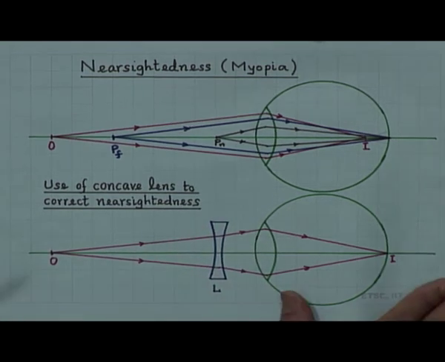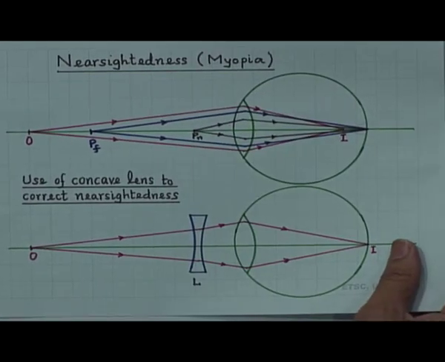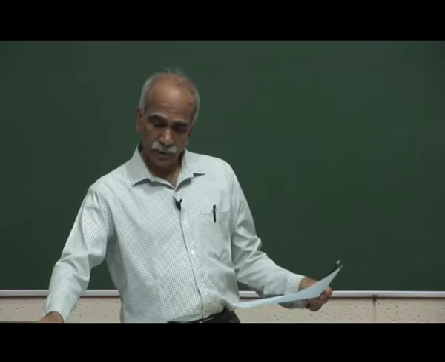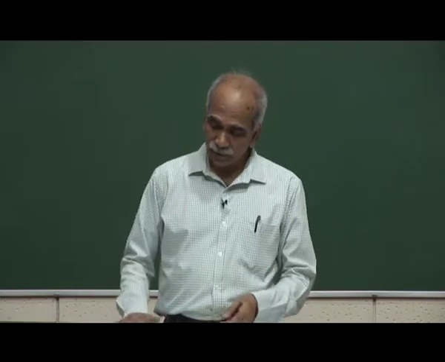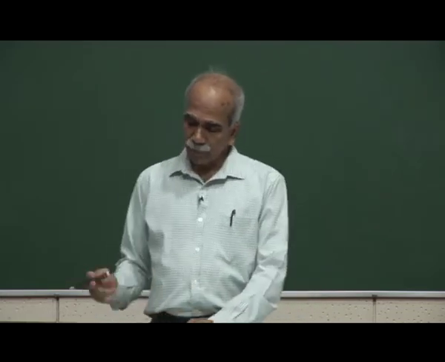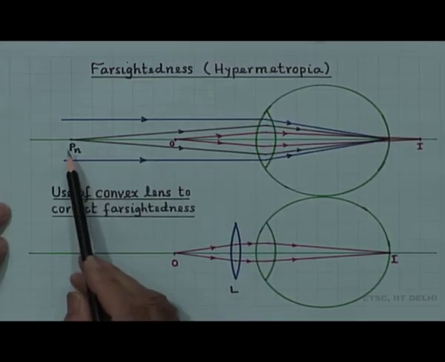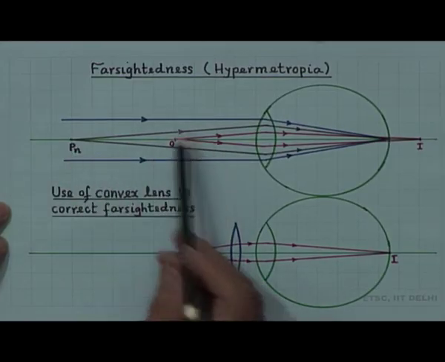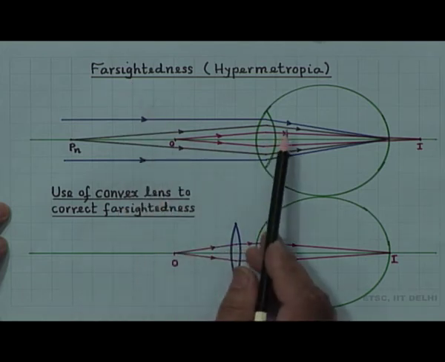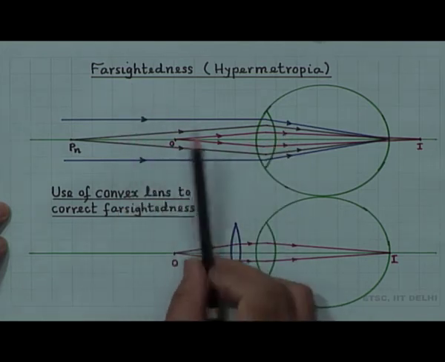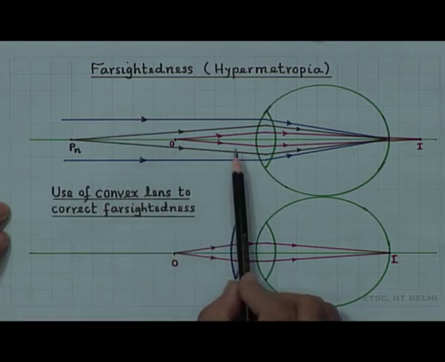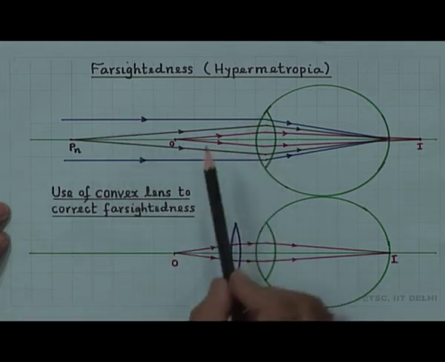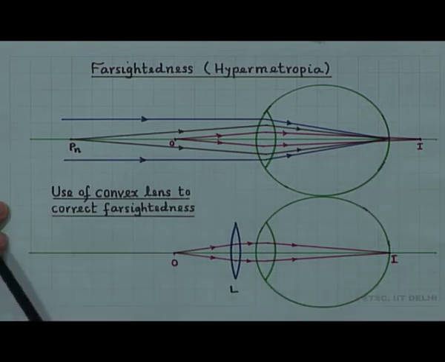Now, the other important defect is farsightedness. It is again illustrated here. I have taken several points here. Far-sighted means the person can see things far off very clearly, but those which are nearby he or she will have difficulty in seeing clearly.